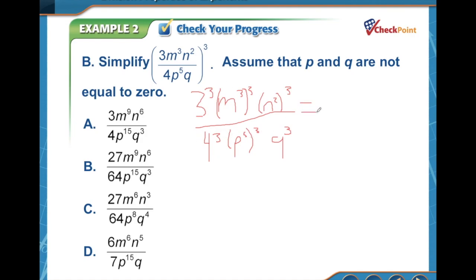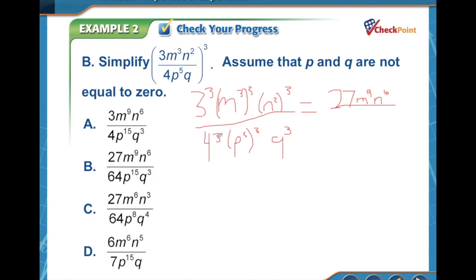Now we can simplify what is here. So 3 to the third, I know is the number, that's 27. M to the third is going to be 3 times 3 for the power of m. So that is m to the ninth. The power of a power, we always multiply. So n squared to the third is going to be n to the 2 times 3, which is n to the sixth. Looks like that. So we're done on top.